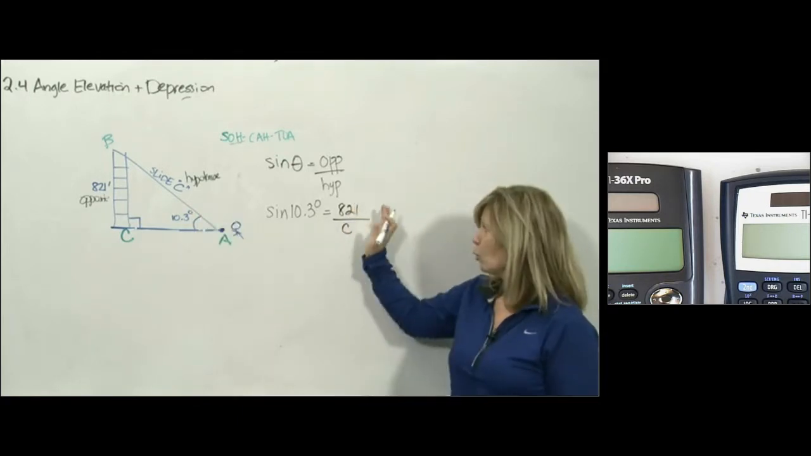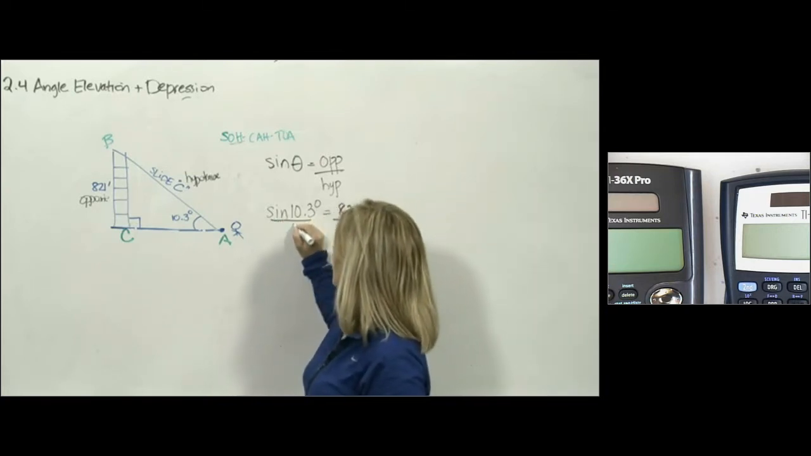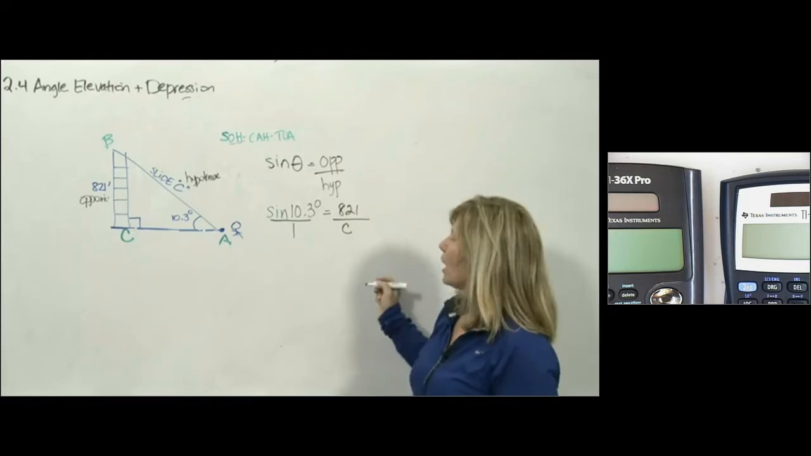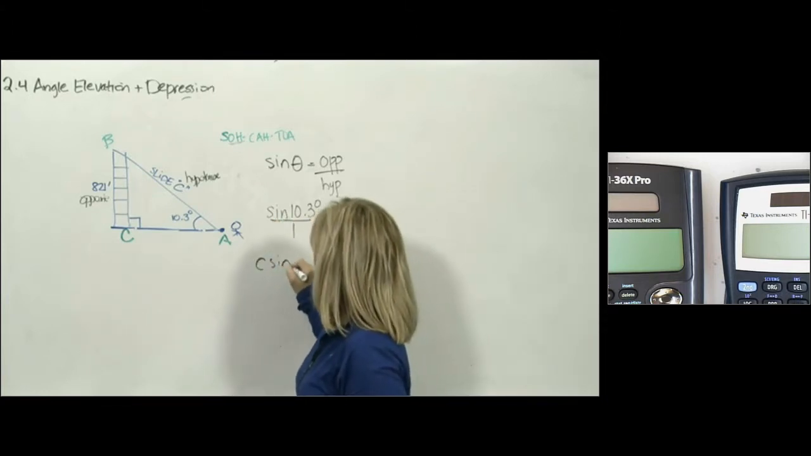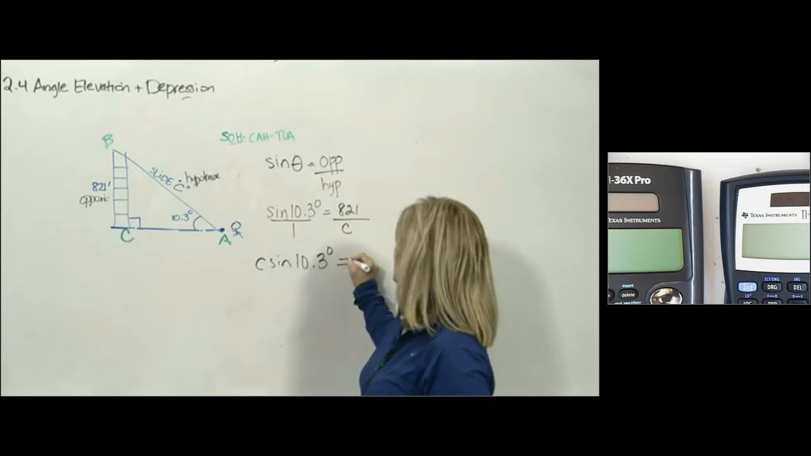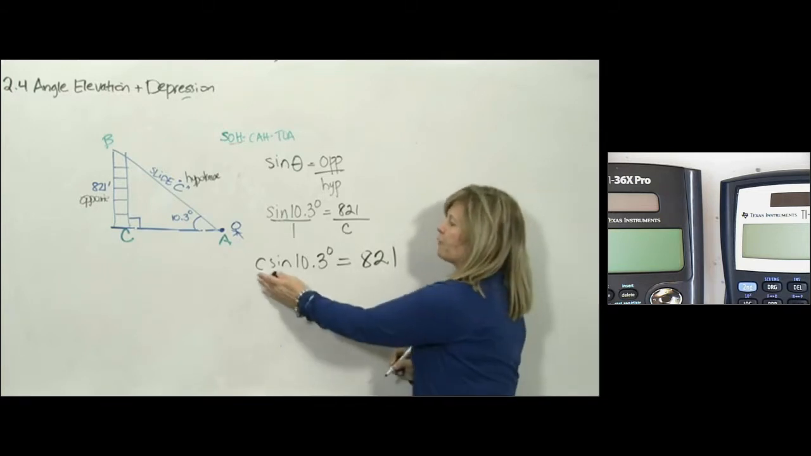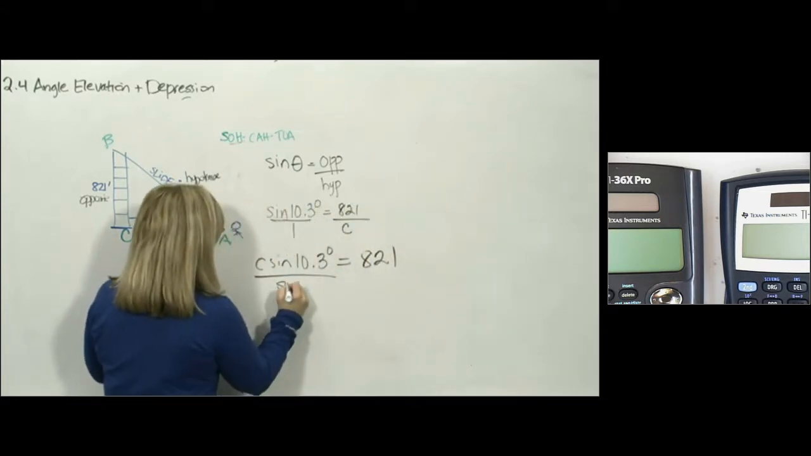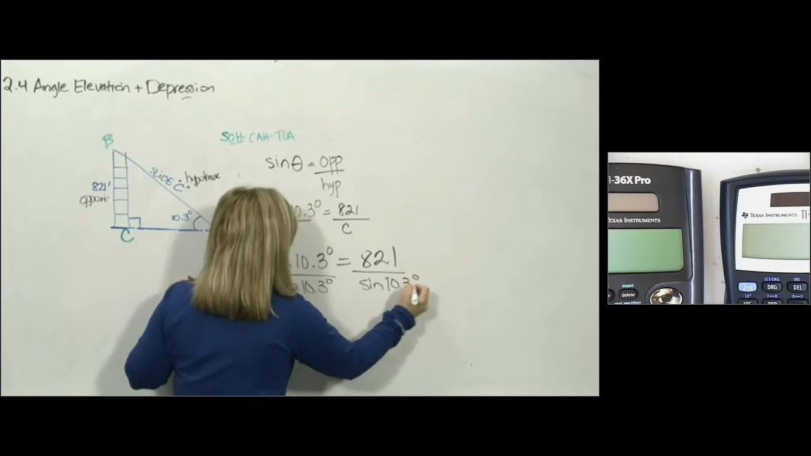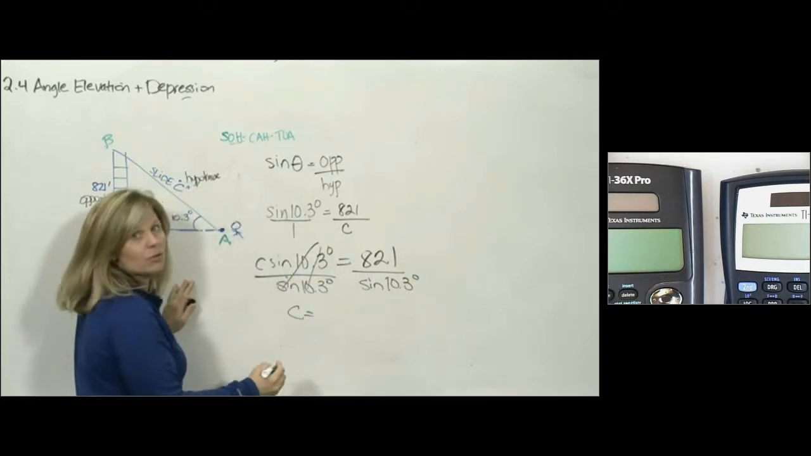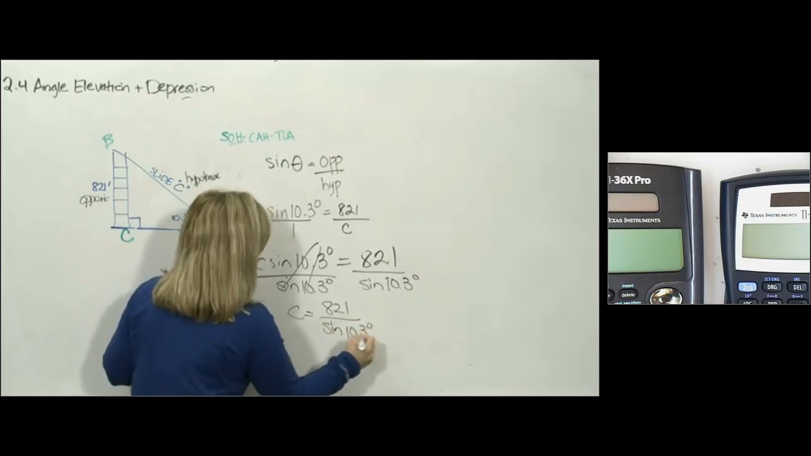Everybody's good? We said when we set up these relationships, they're proportions. And to solve a proportion, you cross multiply. I always like to put my 1. When I cross multiply, I want my variable on the left. So I'm going to do C times the sine of 10 3/10 degrees equals 1 times 821 is 821. To solve for the hypotenuse C, I'm going to have to divide by sine of 10 3/10 degrees. So we would write C equals 821 divided by the sine of 10 3/10 degrees.